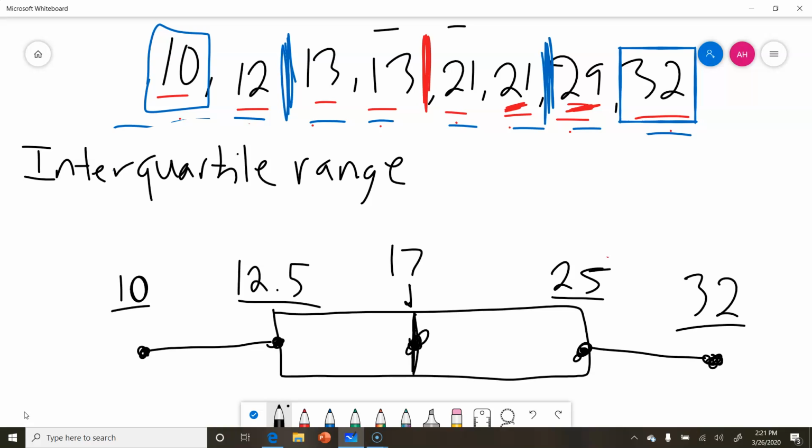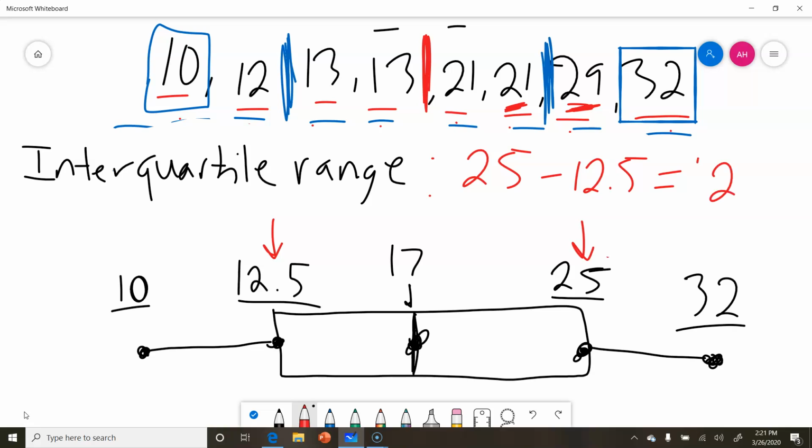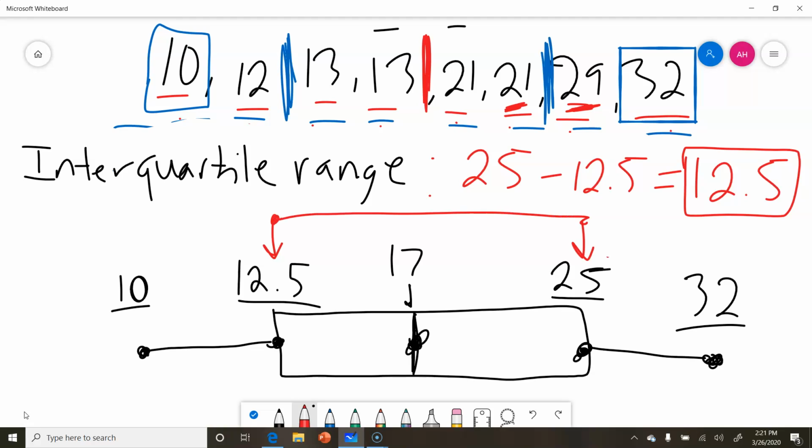Now you think about normal range is the biggest minus the smallest, which would be 32 minus 10. We're not doing that on this one. The interquartile range is taking this number and this number and using it to subtract. So we would do 25 minus 12.5, which is exactly 12.5. So the range of the interquartile is from this number to that number. So just what's inside the box. Okay, so when you have a problem like that, you're just trying to find what's inside the box, you just do the bigger one minus the smaller one.